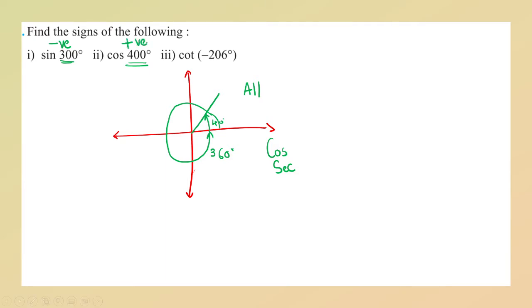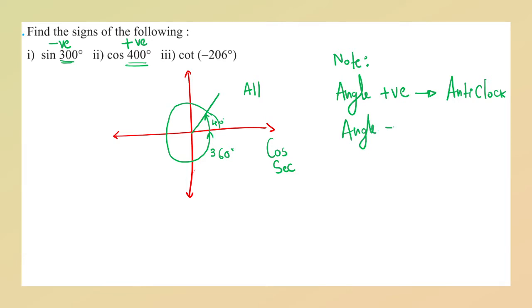Right? Now comes the last one, that is cot minus 201 degree. Now, as I said, if the angle is positive, note that the angle given is positive, then the direction in which you start finding the angle is the anti-clockwise. So naturally, if the angle is negative, then you will think about the clockwise. Very good. Correct. Now we go further.